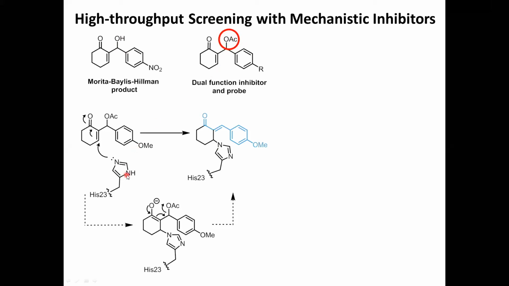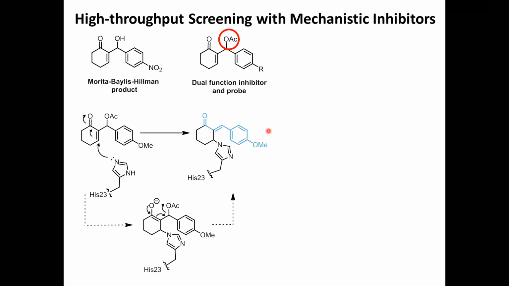And so the mechanistic hypothesis here is that upon addition of the histidine 23 nucleophile, you generate an enolate intermediate. And this is reminiscent of the third intermediate in the catalytic cycle. And then what was intended to happen is that you get an elimination of this acetoxy group. This would then generate an extended pi system, shown with the red cursor here. And we felt we could begin to monitor that spectrophotometrically.